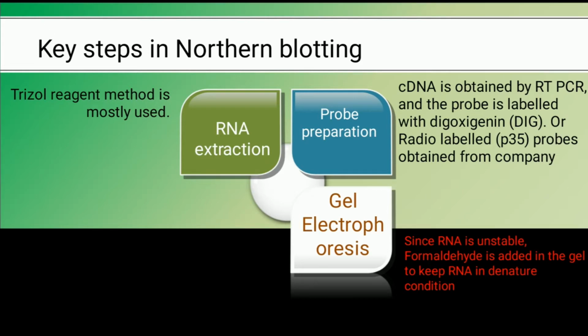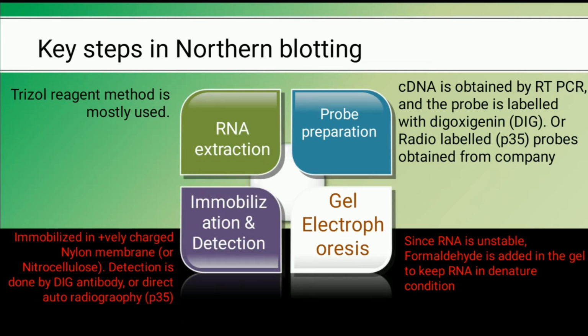Here we prepare the agarose gel. In addition, we will add formaldehyde up to 10 to 12% in the gel. So this will keep the RNA in denatured and linear form so that RNA degradation will be prevented and it also eases the movement of RNA molecules. After that, we have to transfer the resolved RNA molecules onto a membrane. Most commonly nitrocellulose or nylon membranes are used, PVDF membranes are also used. Then we have to detect with the probes labeled with DIG or P32.